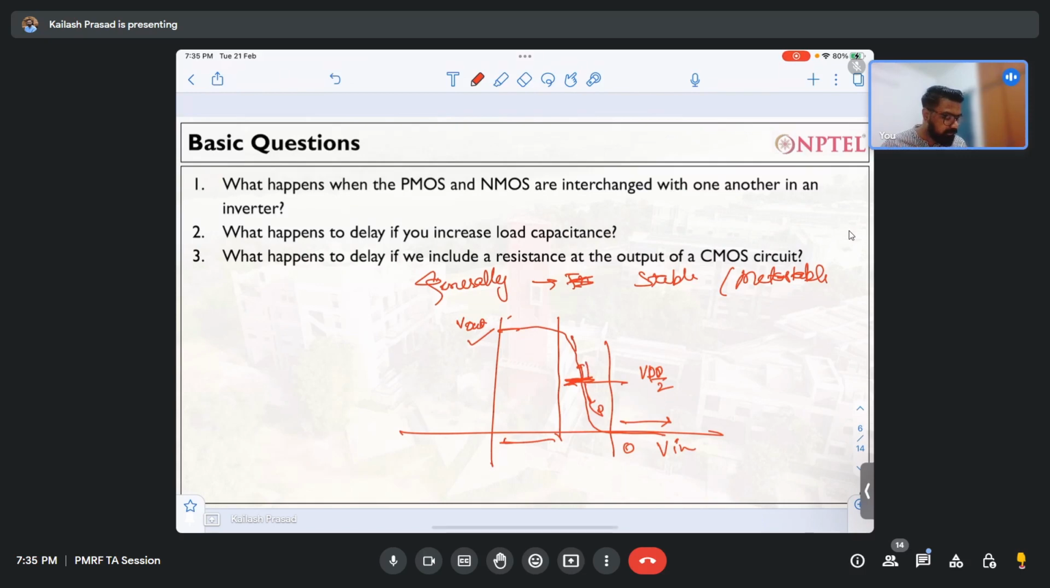If there is a positive noise, so if Vin is increasing, it will go to zero. If Vin is decreasing, it will go to one. The noise will decide. That's the reason this particular VDD by 2 point is called the metastable state. And please note, you have to take this argument only if beta p is equal to beta n. If beta p is not equal to beta n, then VDD by 2 won't be your metastable state. It will be some other voltage, exactly the symmetric point we are talking about.